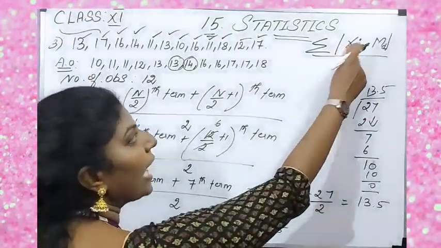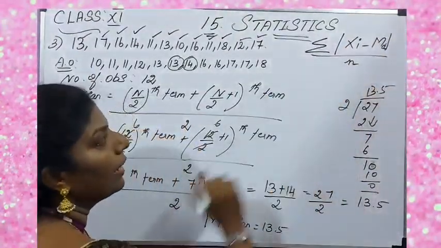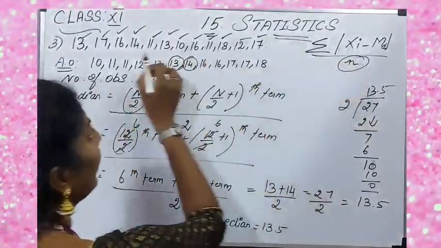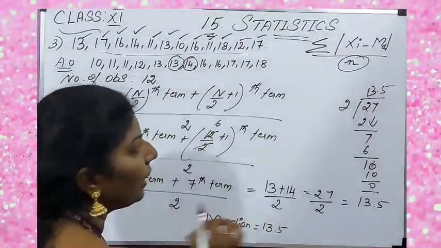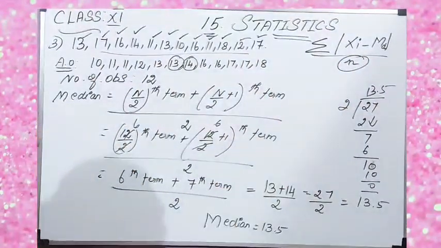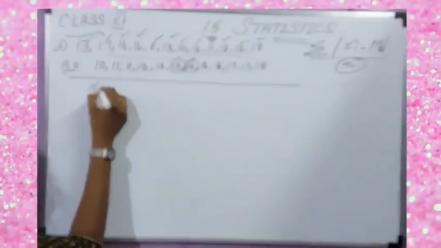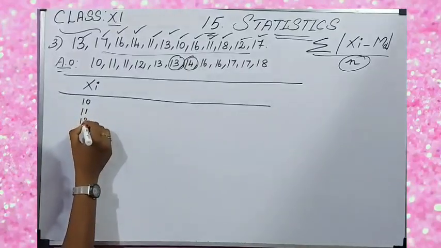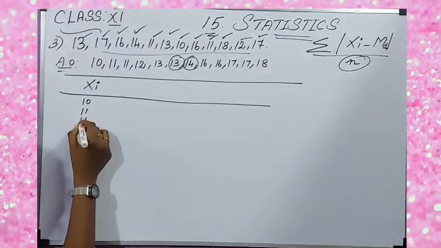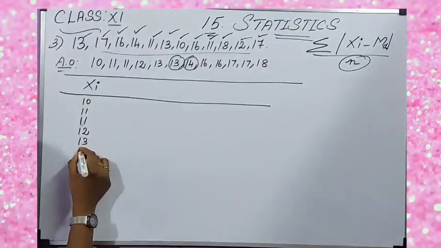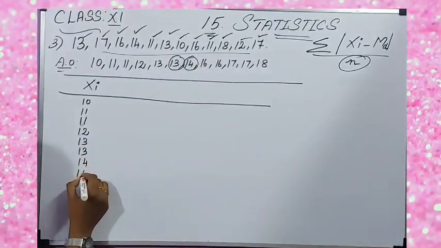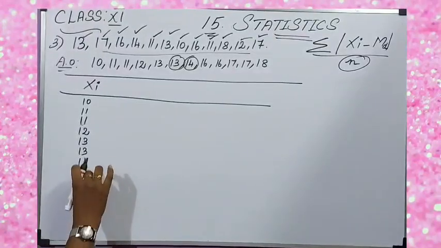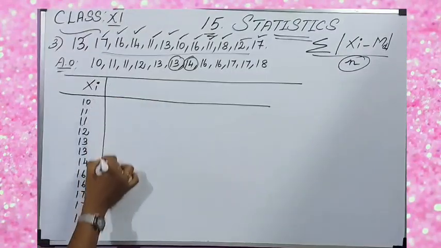Now I am going to use the formula: summation of modulus of xi minus median, divided by n, where n is 12 observations, xi is the series, and we got the median. So shall we substitute in the formula? Let us write xi, the series: 10, 11, 11, 12, 13, 13, 14, 16, 16, 17, 17, 18. So 2, 4, 6, 8, 10, 12. So 12 values are there.